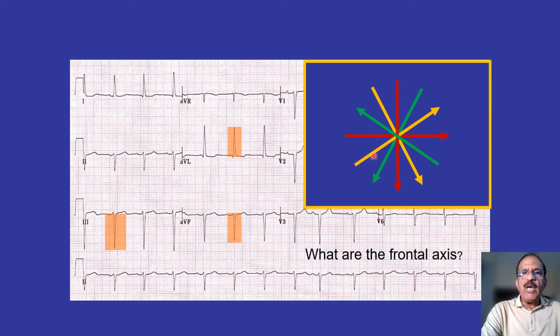So axes are not exactly between these, it is more toward the positive terminal of AVL, as this one is taller. So the axes are somewhere here. Again, in this case, it is minus 45. So again, this is a case of left anterior fascicular block. I hope I was able to explain it properly and you have understood.